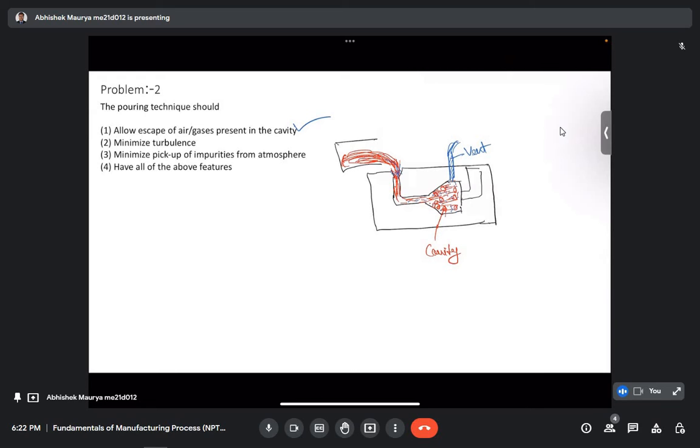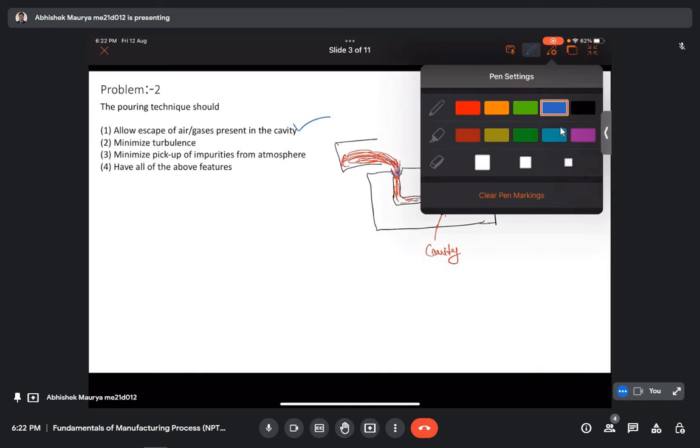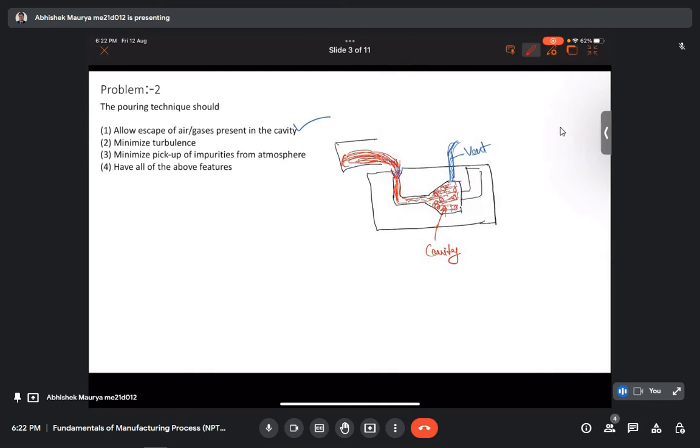Minimize the turbulence is the second option. So when we are pouring the metal inside the cavity, our main aim will be that the whole metal should get inside the cavity without disturbing the mold walls. As all of us have seen in fluid mechanics, there are two types of flows: laminar flow, or let's say streamline flow, or turbulent flow.